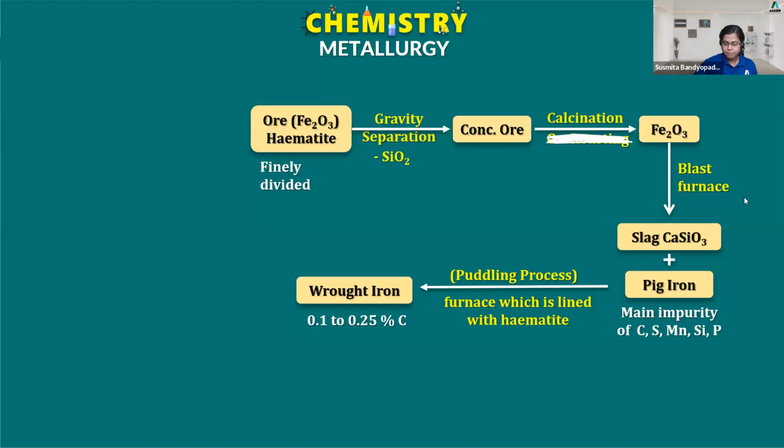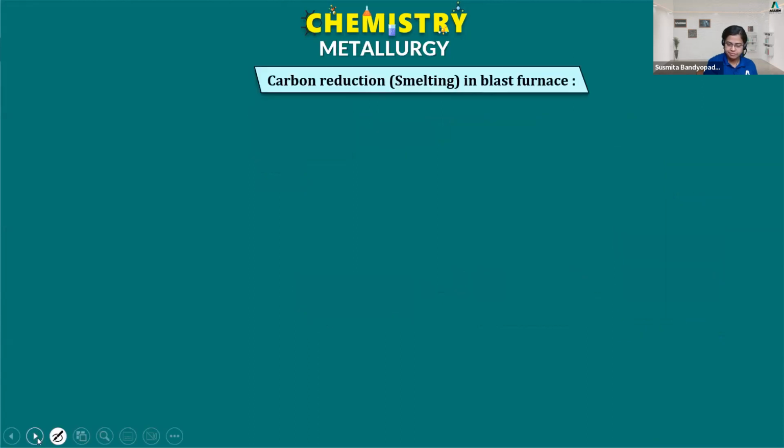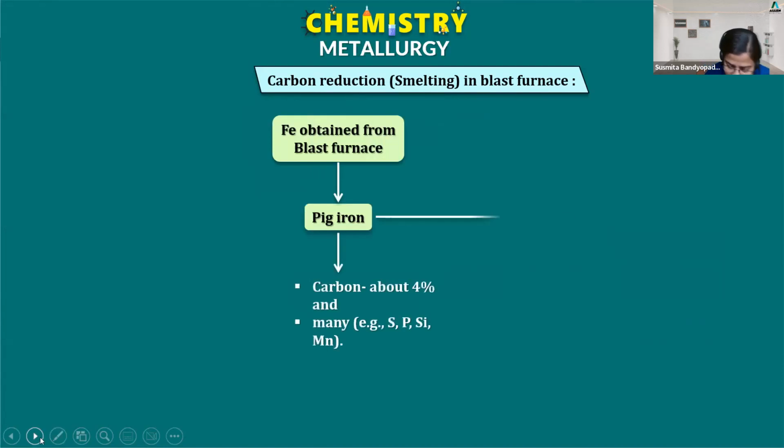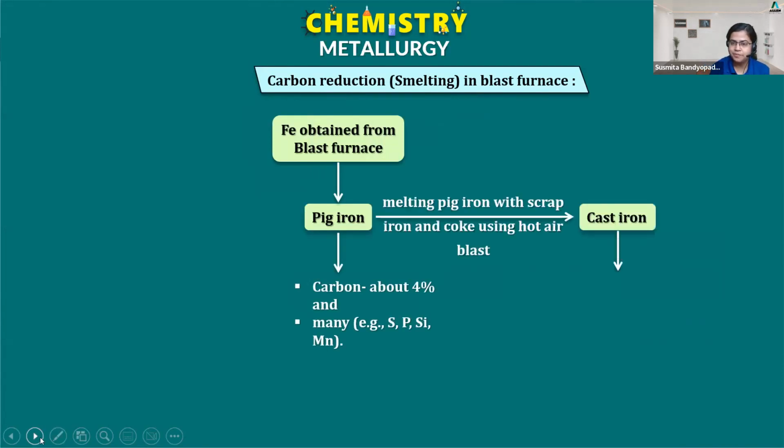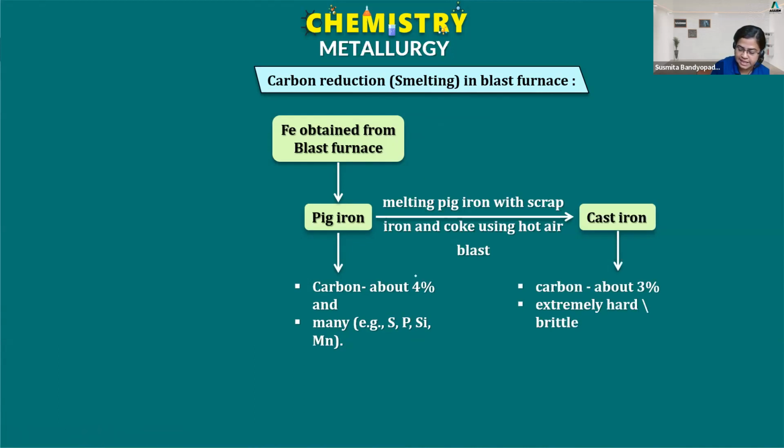So in pig iron, the main impurities are carbon, sulfur, manganese, silicon, phosphorus. Let's see what this puddling process is and how we get wrought iron. As I was just mentioning, from the blast furnace what we get is pig iron, which contains around 4% of carbon and many other impurities. Now, you have to melt pig iron along with scrap iron.